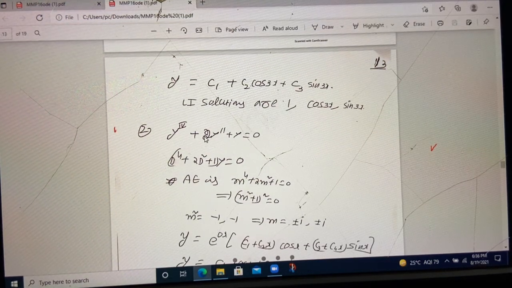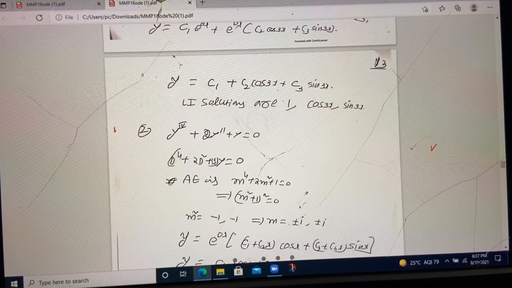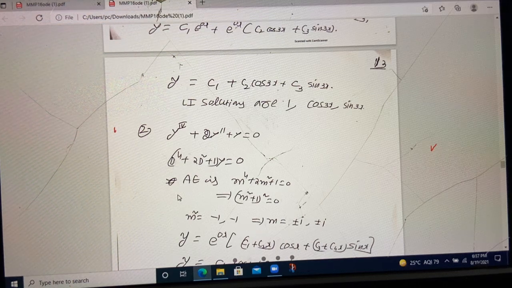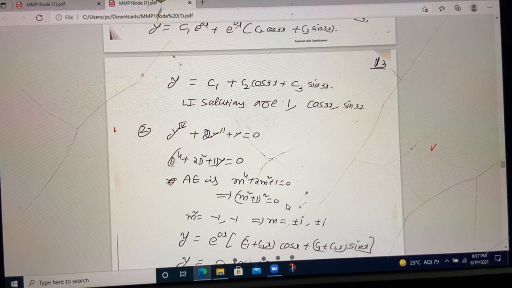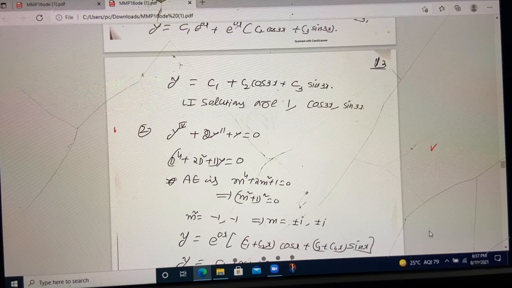Next is the fourth degree. How to fix? D power 4 plus 2 D square plus 1, on y, equal to 0. y means y only. Now the auxiliary equation is given by m power 4 plus 2m square plus 1. You can rewrite it as (m square plus 1) whole square equal to 0. That means m square equal to minus 1, two times, because the form is squared. m equal to root of minus 1, that is plus or minus i, plus or minus i.